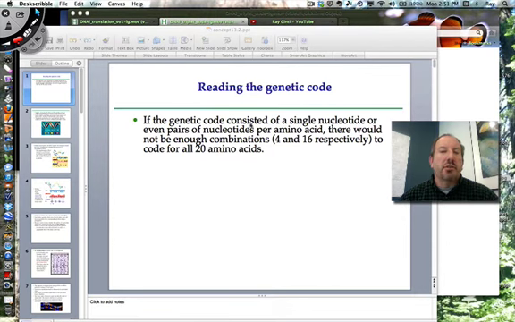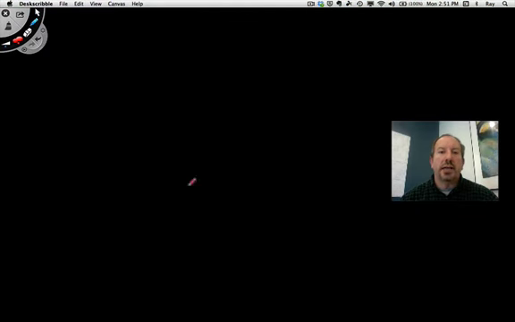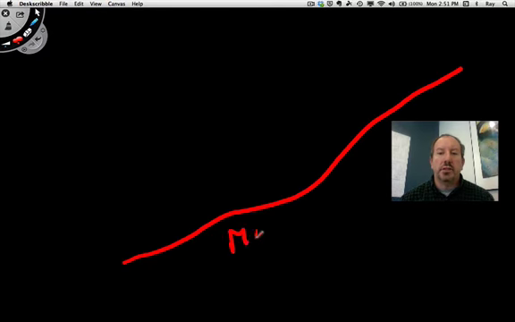But deciphering the code wasn't altogether that easy, because one of the problems that scientists had in the early 1960s was how can you possibly read such a code? How do we know what A stands for, or U stands for, or C stands for? In other words, say you had a piece of messenger RNA like this, and let's put out the nitrogen bases like this.